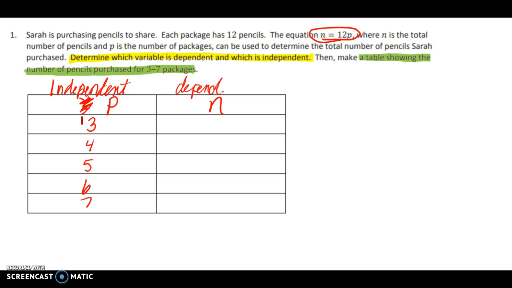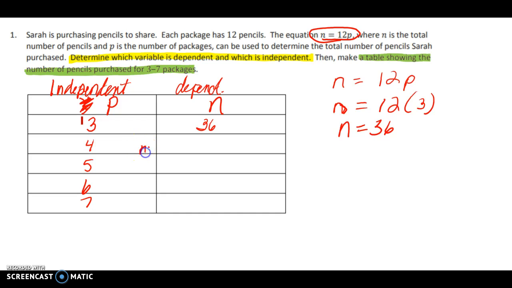So here we go. I have the equation n equals 12 times p. Well, we want to know, what does n equal when we let p equal 3? That's the first set right here. All I did was substitute my 3 in for p, and I know that n equals 12 times 3, which is 36. And I keep doing that for n equals 12p. So here, 4 is substituted for p. 12 times 4 is 48.